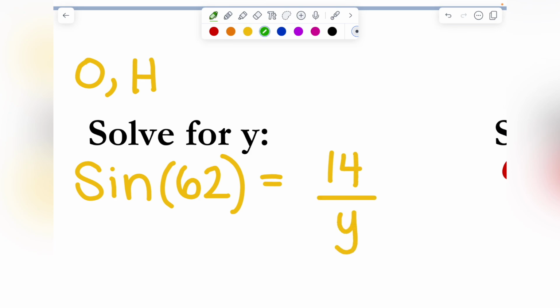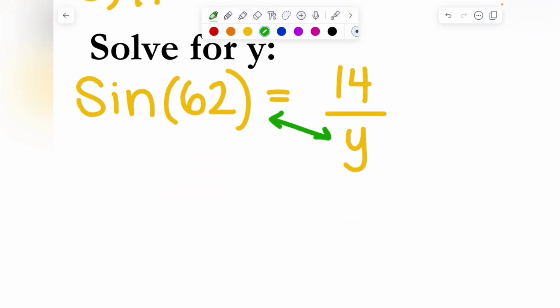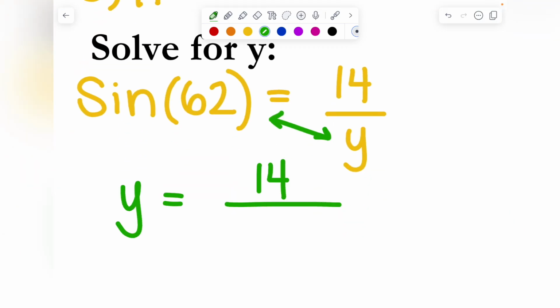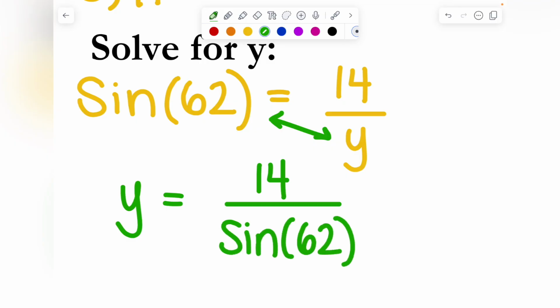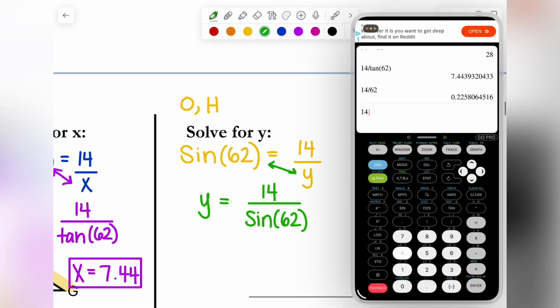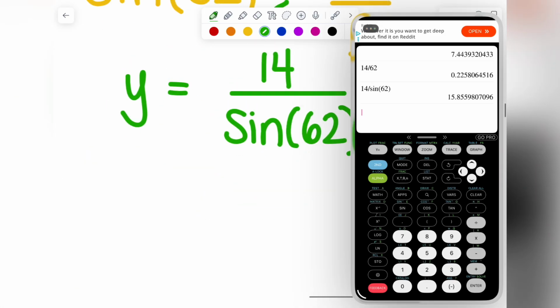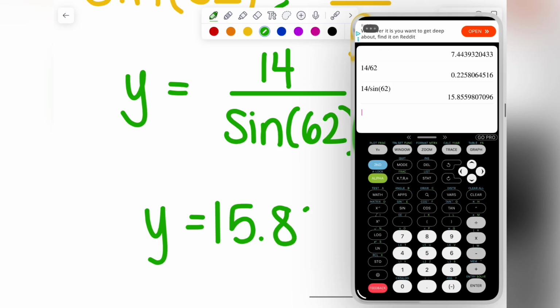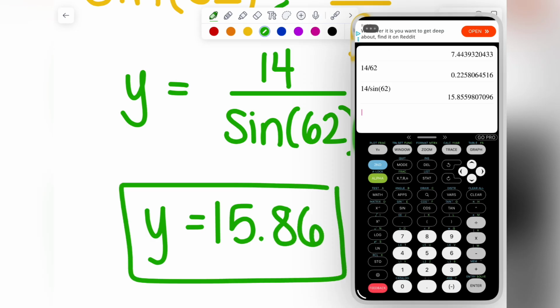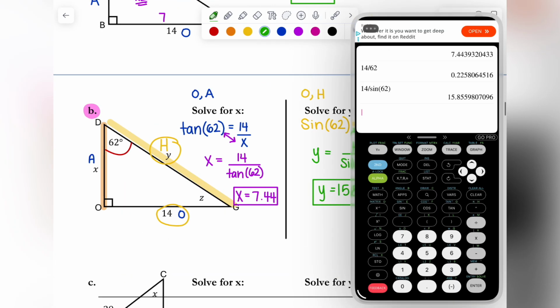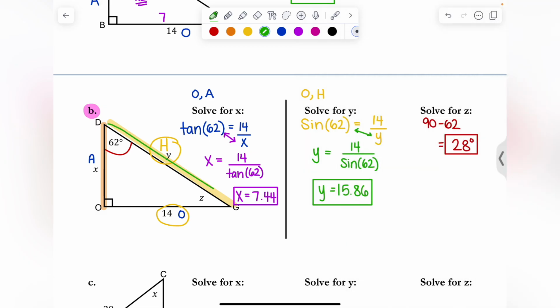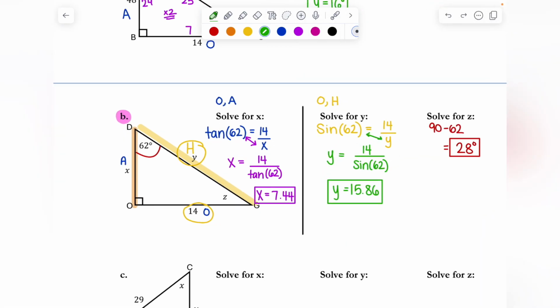Again, the letter's on the bottom, so this is when I do the swap. So I'm going to get y equals 14 divided by sine of 62. 14 divided by sine 62 is 15.86, we'll say. Makes sense. It's the longest side, so it's the biggest number. Looks good.